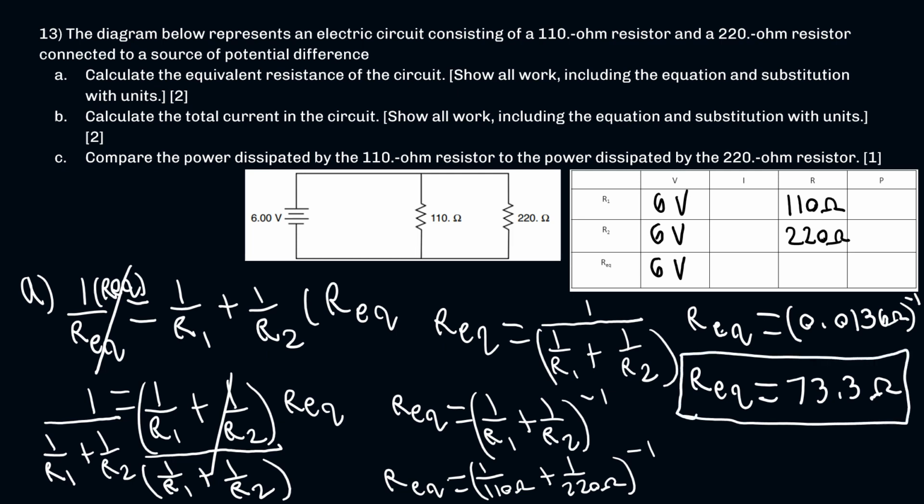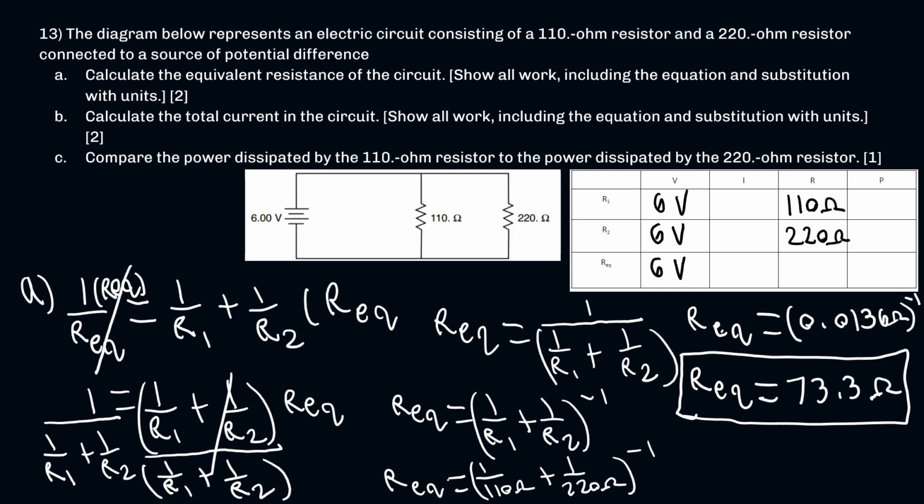So with this here, your 1 point would be just writing out, you can write it out straight away as REQ equals 1 over R1 plus 1 over R2 to the negative first, and then plug in. And your second point is just getting the proper answer. REQ equals 73.3 ohms.